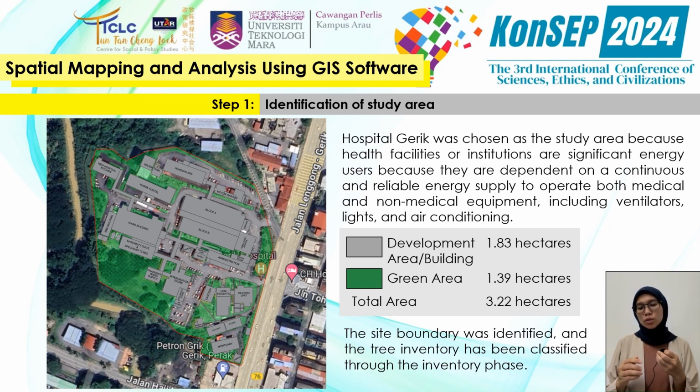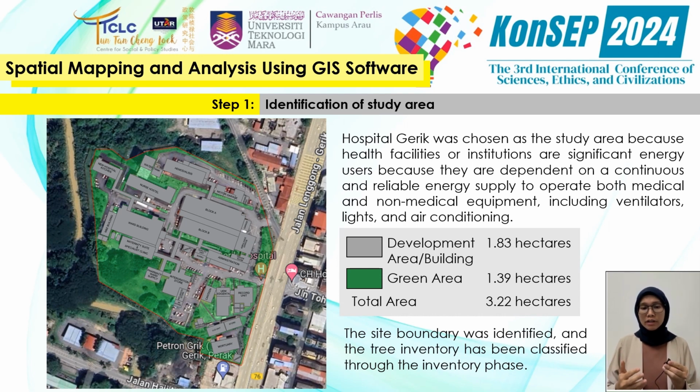Hospital grid was chosen as the study area because health facilities are significant energy users, because they are dependent on a continuous and reliable energy supply to operate both medical and non-medical equipment. Although health facilities are positioned to be at the frontline of the global battle against climate change as first responders, they are additionally a contributor to the issues in an unexpected way.